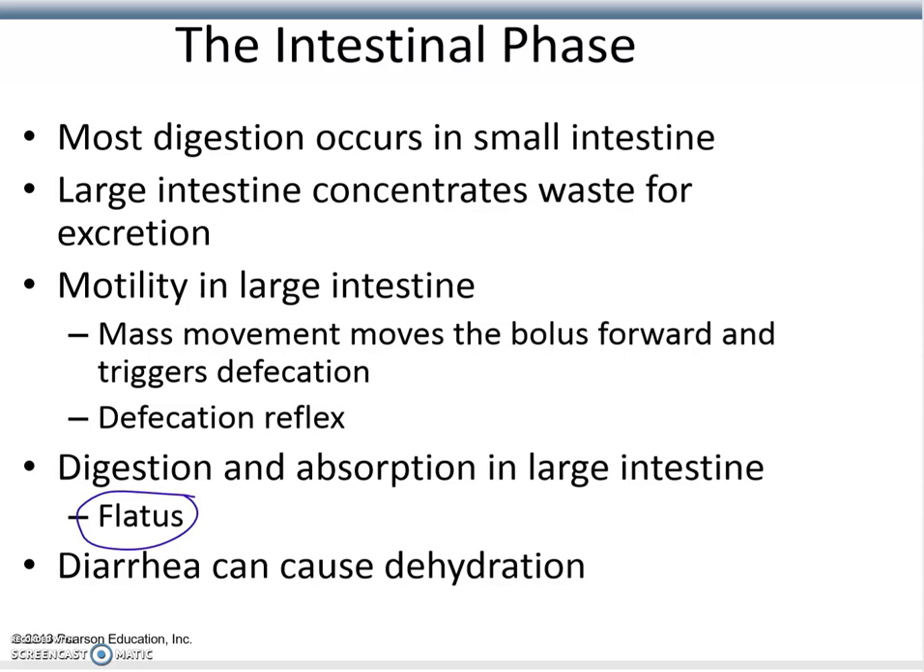Well, it is gastrointestinal gases, and as you know, they can be rather unpleasant most of the time. Diarrhea, if there's any diarrhea that's going on, it can cause dehydration. That's the most dangerous thing, basically, about the diarrhea. Imbalance in electrolytes and then the dehydration.